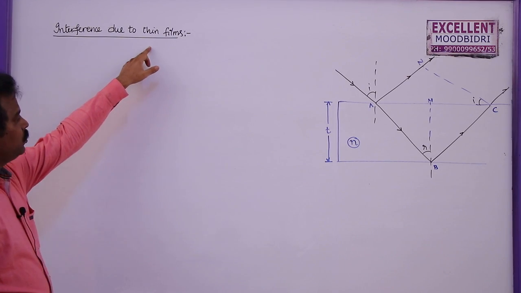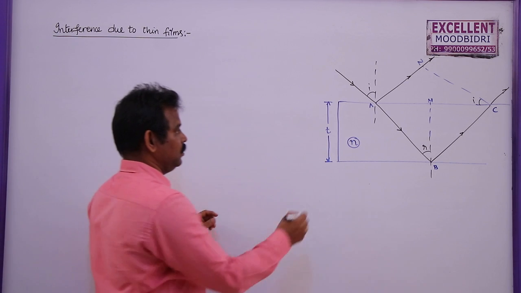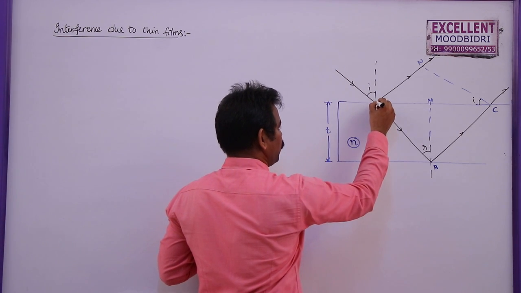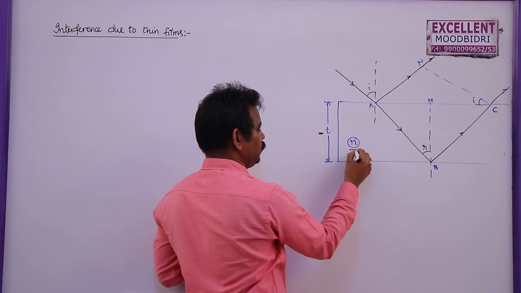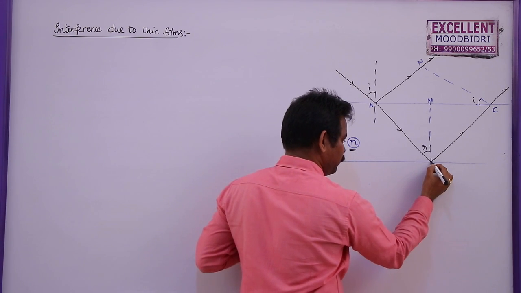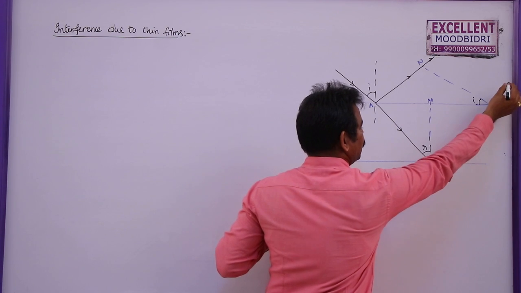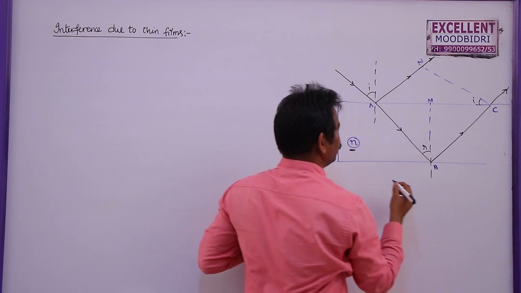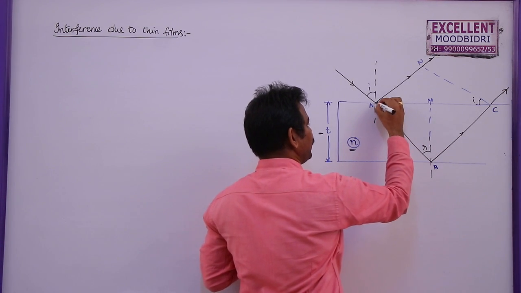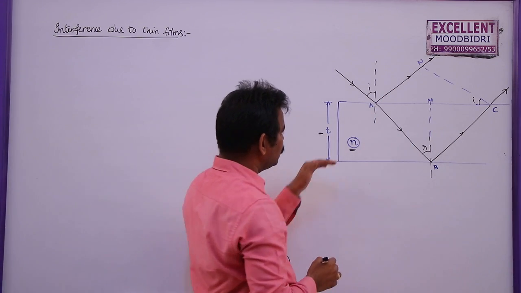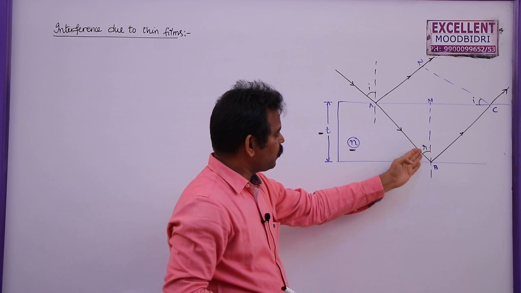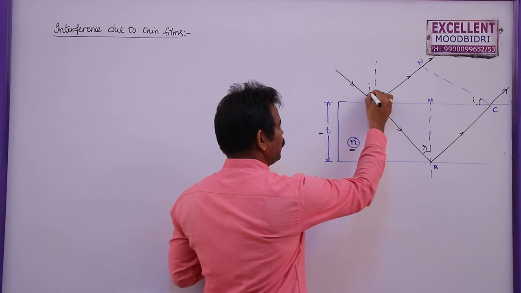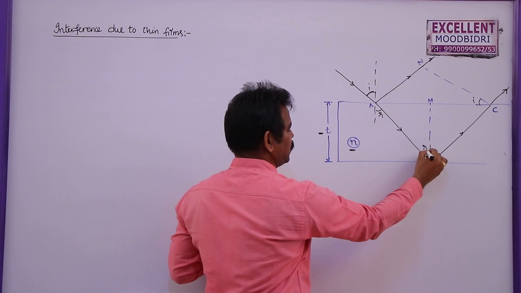Interference due to thin films. Here, light is incident at point A and enters a thin film of thickness t and refractive index n, reflects from the bottom surface and emerges out of the thin film. But some part of the light will be reflected from the first surface itself. So this is the first reflected ray, this is the second reflected ray, and it is undergoing refraction here. If the angle of incidence is i, this will be the angle of refraction r, and this is also r.